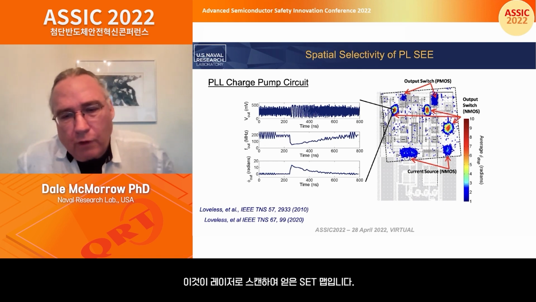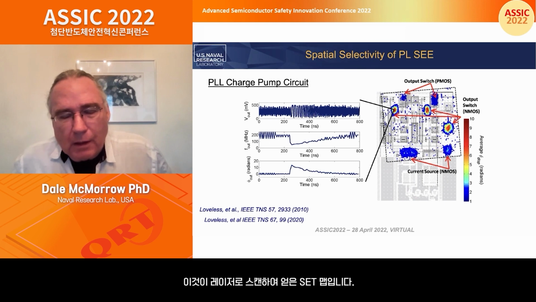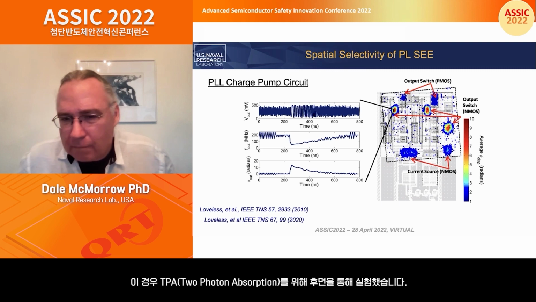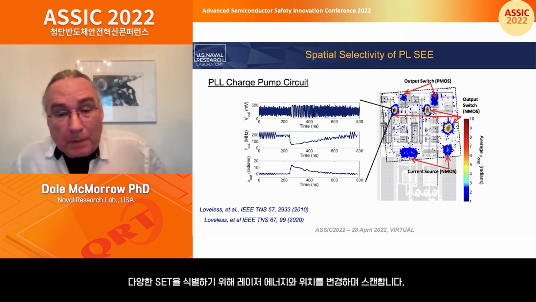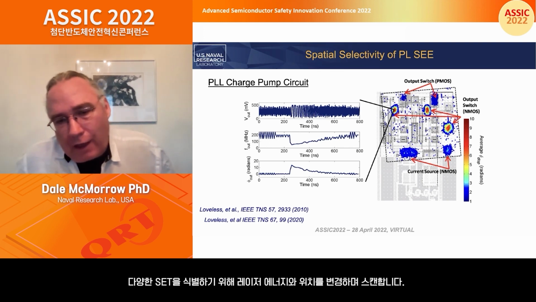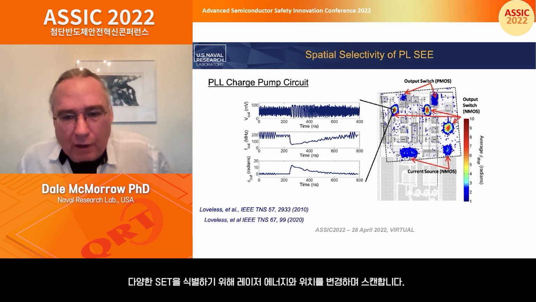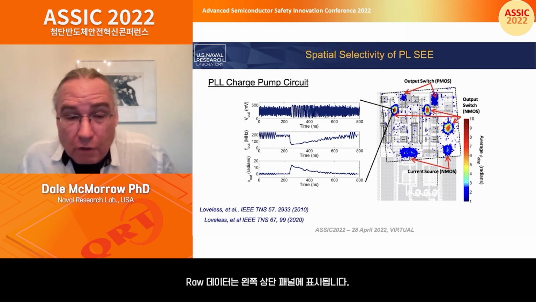What this shows is an SET error map that we obtained by scanning the laser. In this case, we were using backside through wafer 2-photon absorption. I'll get back into that. But basically, by scanning the laser, at a fixed laser pulse energy, or scanning the position, I should say, the technique identifies the various single event transients.